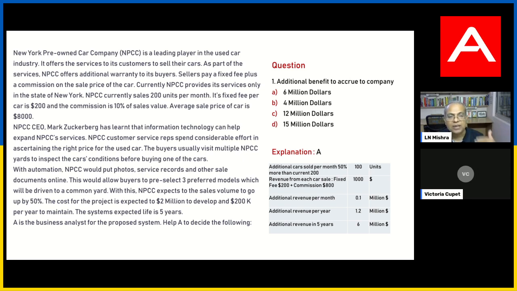So that makes it $0.1 million of extra sale per month. That makes it $1.2 million sale in a year. And we are taking a 5-year period in which we are trying to compute the value. So that makes it 6 million. Okay. So there are other questions associated with this as well, like how do you calculate ROI, net benefit, all that calculation you can do using the formula that I showed just now. So that's one type of question that you can get in a numerical type of situation.